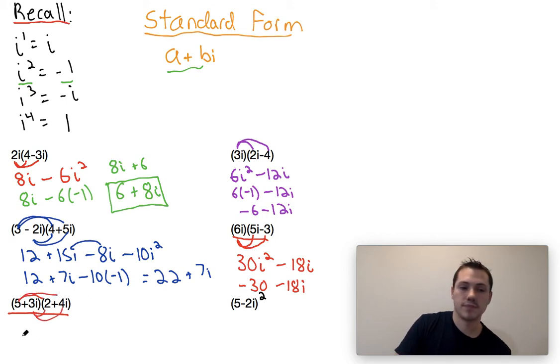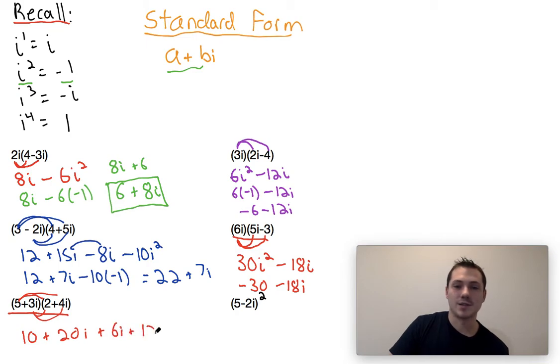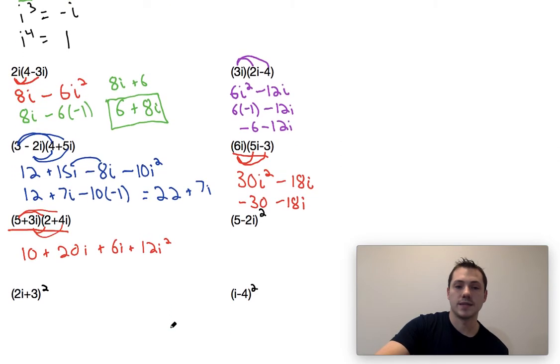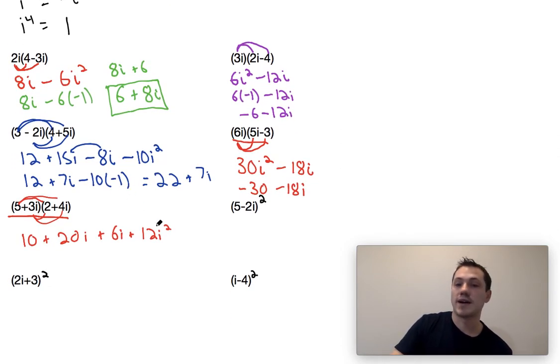FOIL this one. 10 plus 20i plus 6i plus 12i squared. Slide this down a little bit. 12i squared is negative 12, so this term here becomes negative 12. So 10 minus 12 now is going to be negative 2. 20i plus 6i is going to give me plus 26i.